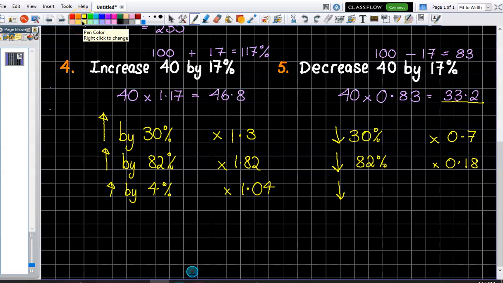And of course, if I'm decreasing by 4%, what do I have to times by? So 0.04, you will find 4%. Then you'd have to take it off. We want to do it in one line, right? So we go 100, take 4 is 96, so times by 0.96.